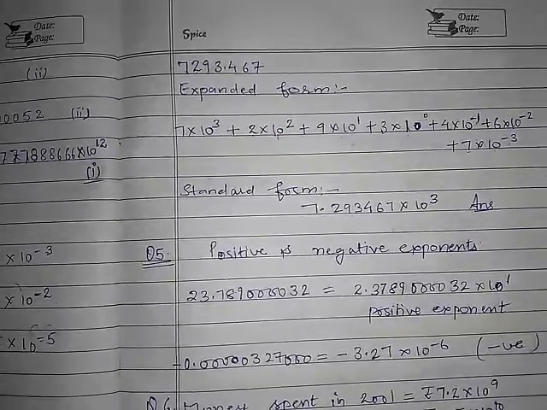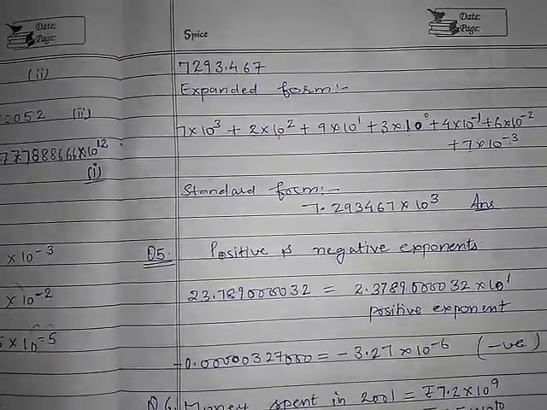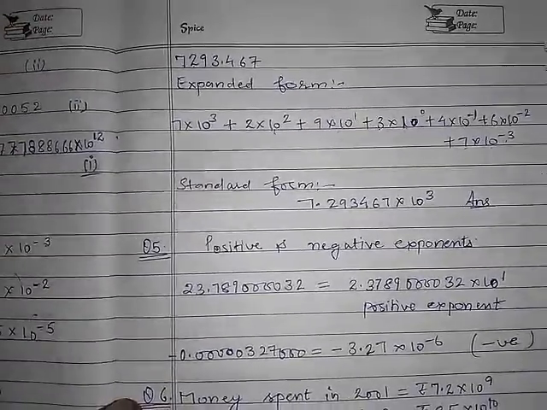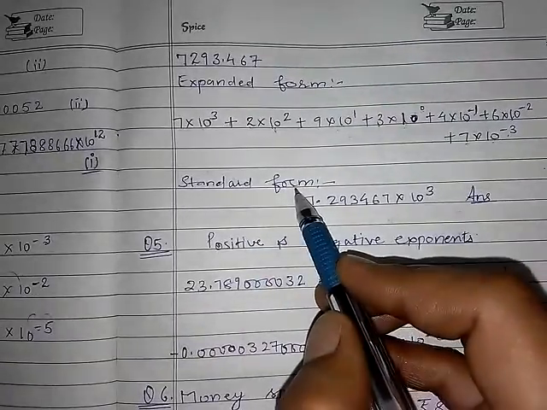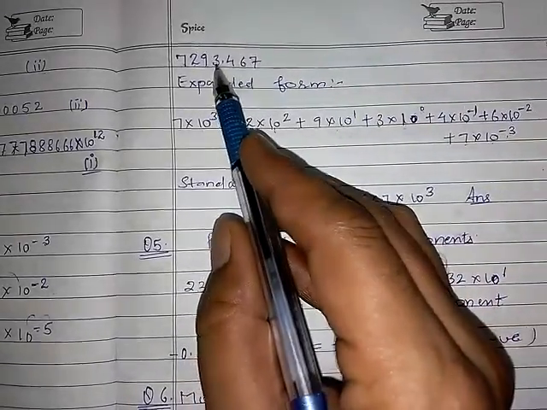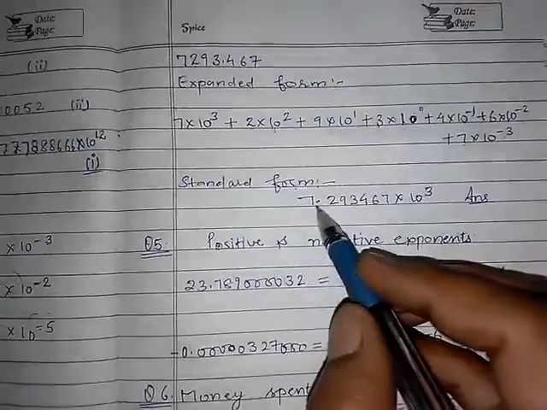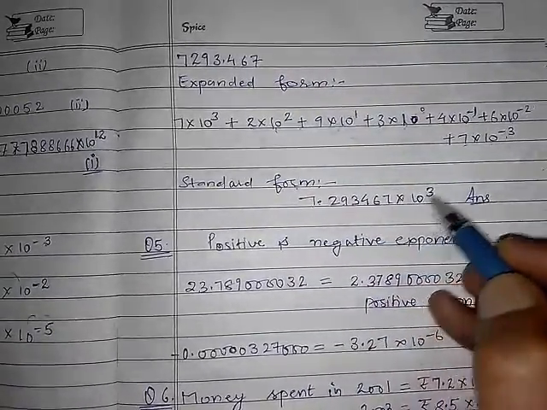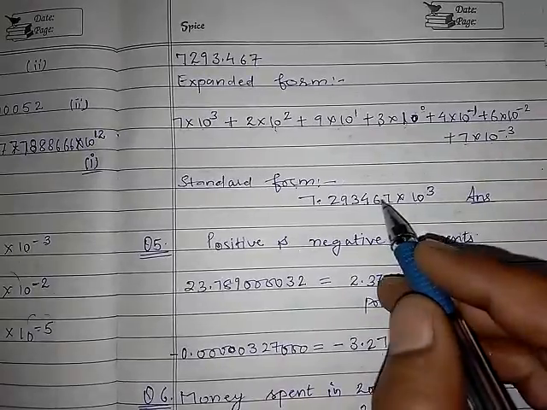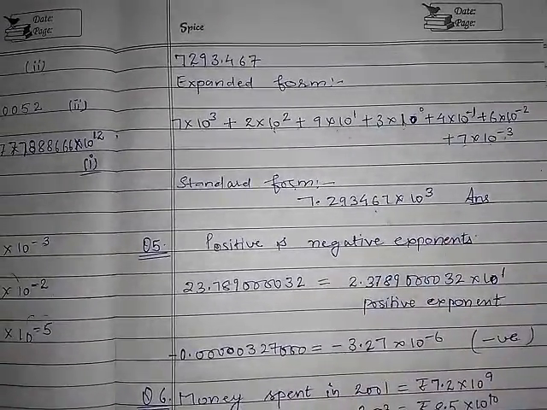So I hope you have understood the expanded form. So the rest of the part you have to try yourself. You will be able to solve it. Then for the same you have to write down the standard form. So it's easy. You need to shift the decimal 1, 2, 3 places. So this will give you 7.293467 into 10 raised to the power 3. That is your standard form. Clear?